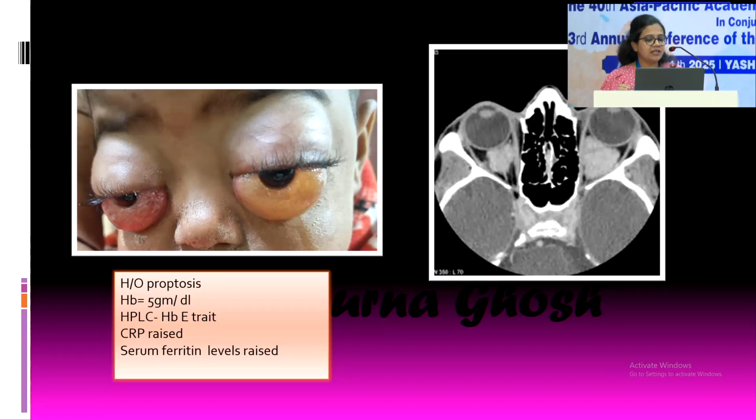This child had come to us with bilateral proptosis with a hemoglobin of 5, and HPLC showed HbE. He was diagnosed as Erdheim-Chester disease somewhere else. His serum ferritin levels were raised, but we know that in Erdheim-Chester disease also, a child can come to us with bilateral proptosis. It is a form of non-Langerhans cell histiocytosis.